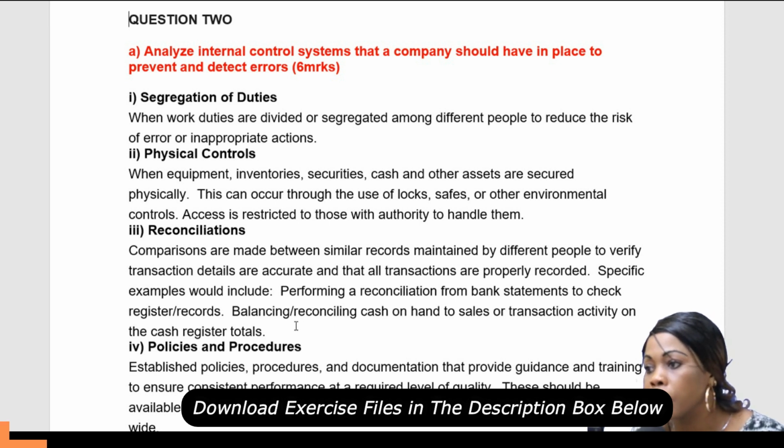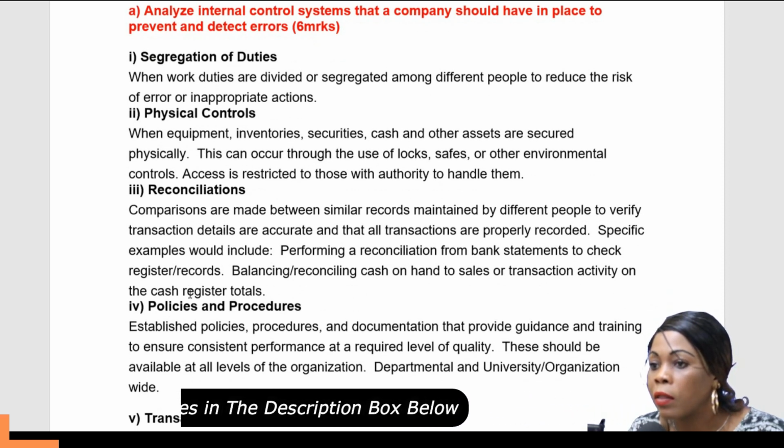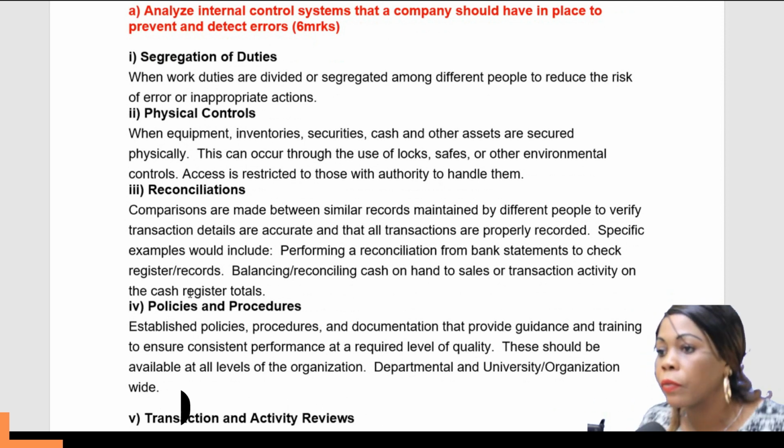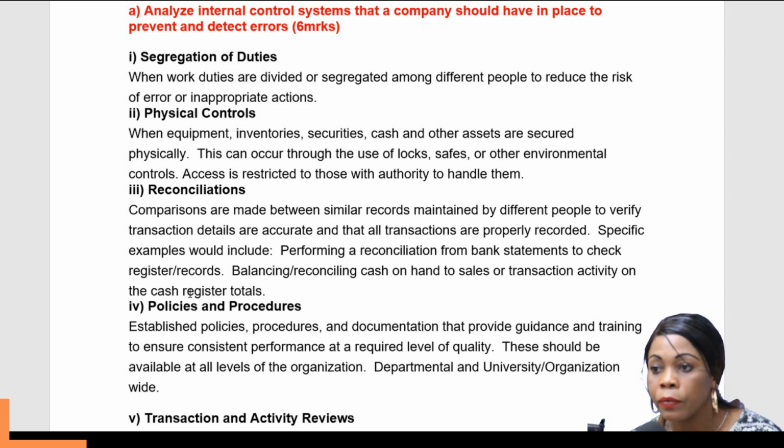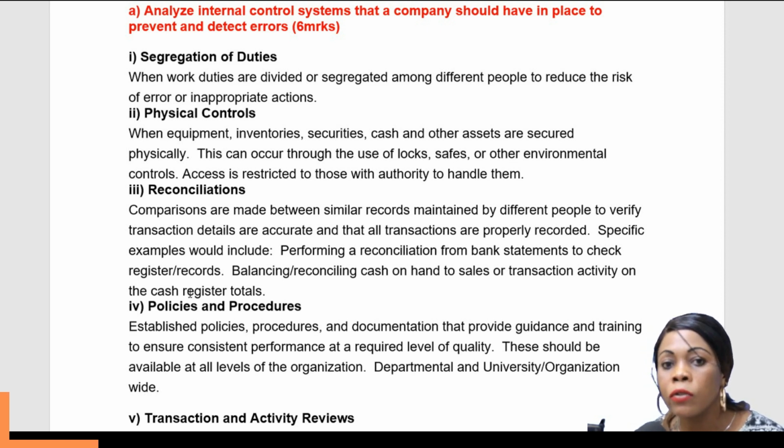The internal control systems that a company should have in place to prevent and detect errors are, we're supposed to give 6 of them. The first one is segregation of duties. When work duties are divided or segregated among different people to reduce the risk of errors or inappropriate action. Okay? When you want to reduce some errors or frauds in the company, you need to segregate duties to different people.